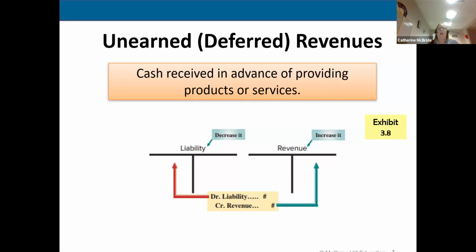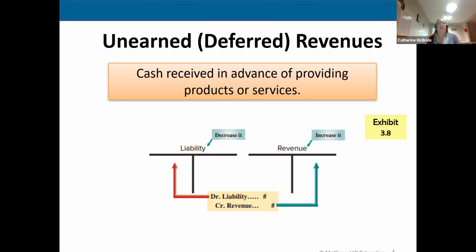Hello, class. All right, we're going to continue with the second two types of adjusting entries. So the first one is unearned revenue or deferred revenue. And we call it deferred revenue because we receive the cash now, but we've put off recognizing the revenue because we haven't earned it yet. So we talked about this last week.